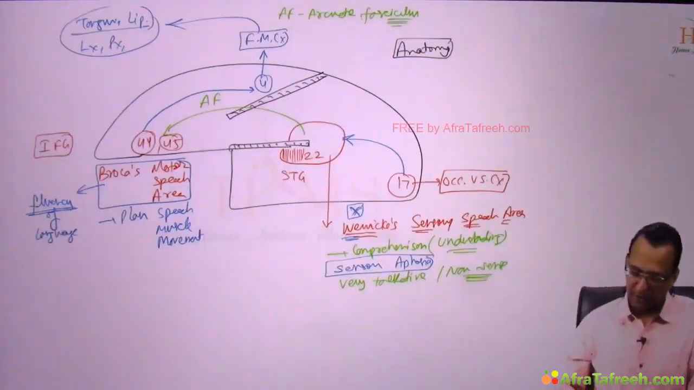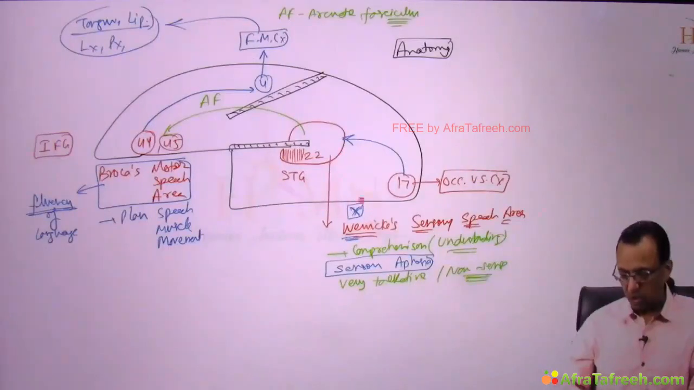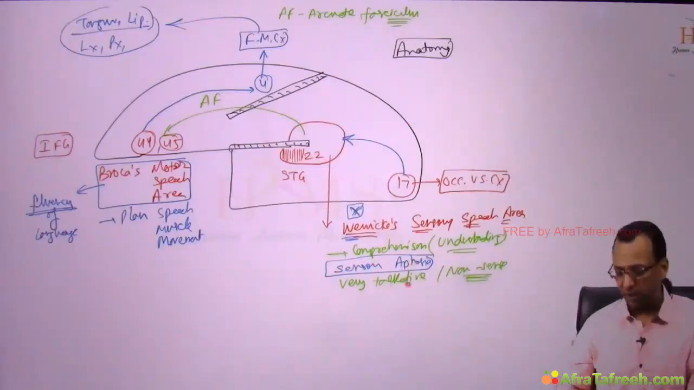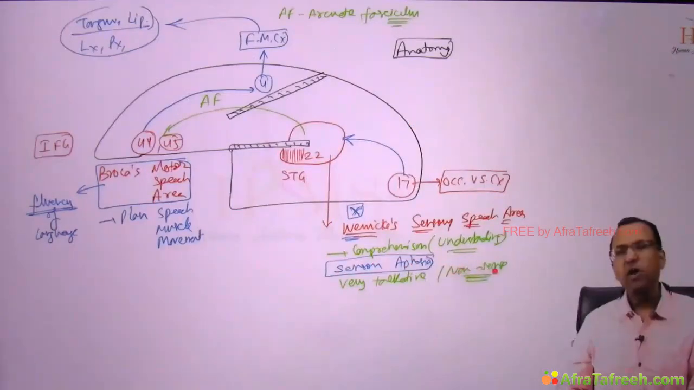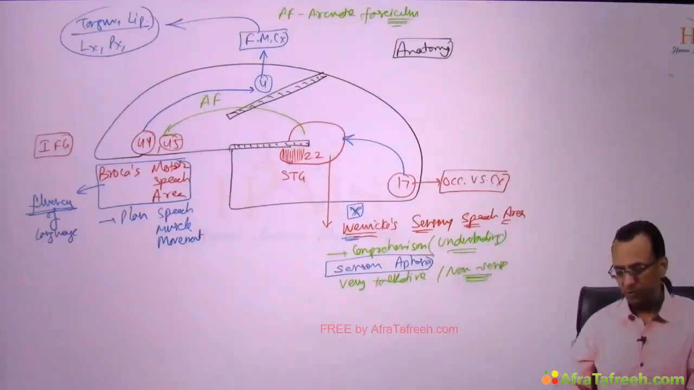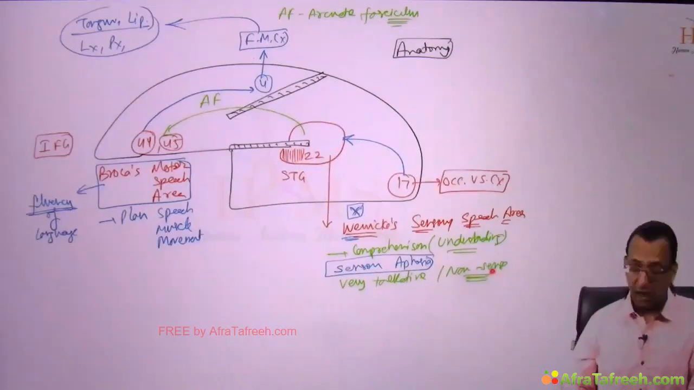So you are telling that if there is some ischemia in area number 22, then there will be Wernicke's sensory aphasia. Yes, very talkative patients talking nonsense. Maybe they're talking nonsense because the understanding of language is gone, so they don't know what they're talking about. So they keep talking about something. Yes, and very talkative.